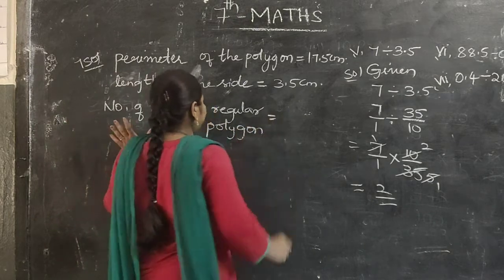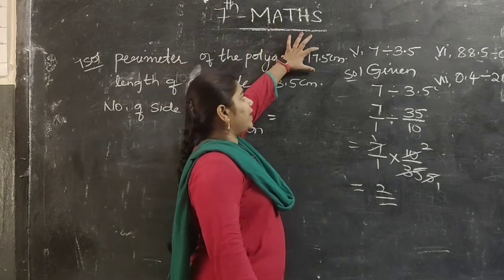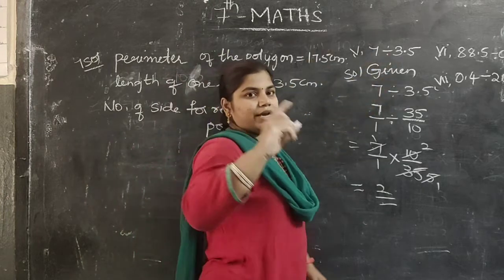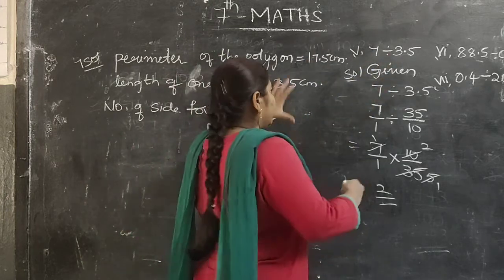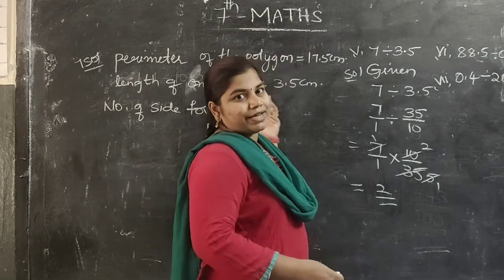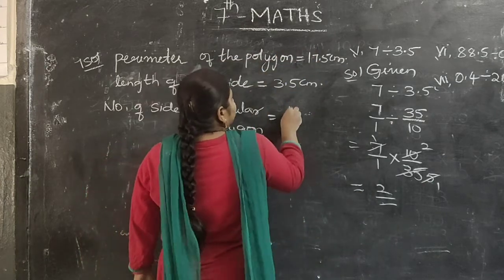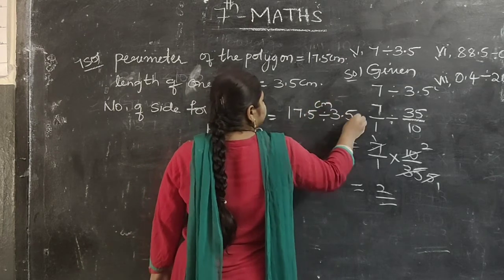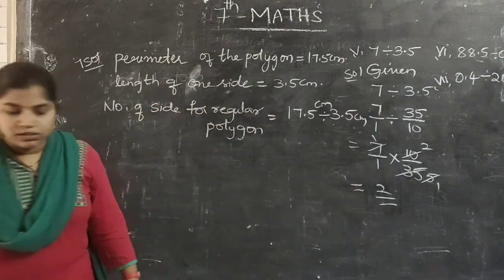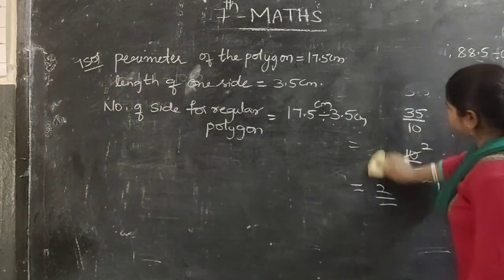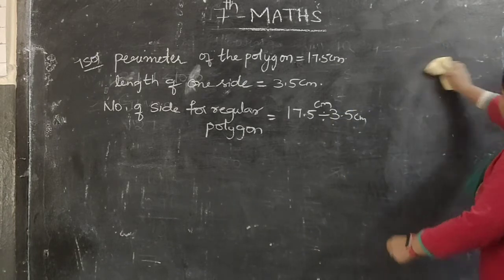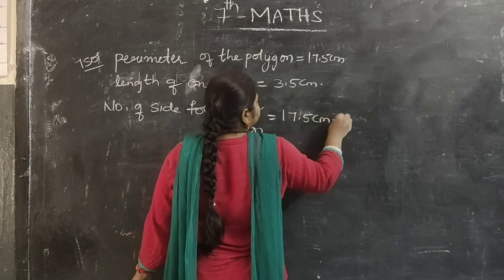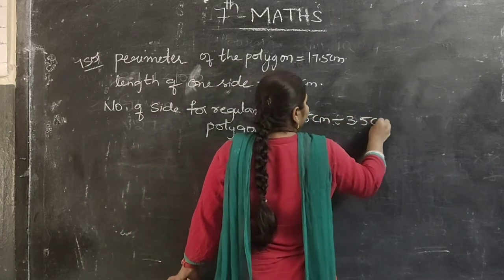To find how many sides are there for this regular polygon, divide this perimeter value by 3.5. This is the perimeter, that means the sum of all sides, and they have given only one side value. So if you divide this, you will know how many sides are there for this regular polygon. That is 17.5 centimeters divided by 3.5 centimeters.